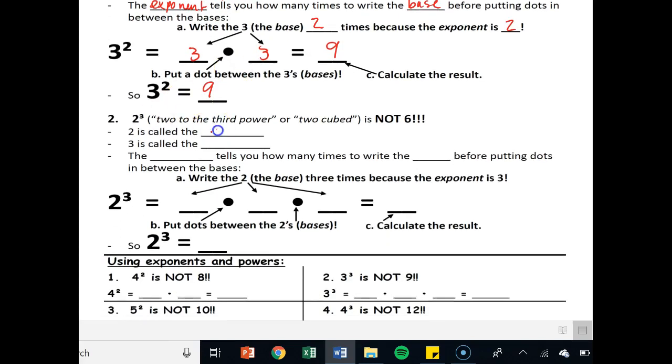2 again is the base, and 3 is the exponent. And again, it's the exponent, that little number at the top, that tells us how many times to write the base, and then we put dots in between. So 2 to the third, that means we're going to have 3 2's. 2 times 2 times 2, right? And that's not 6, that's 2 plus 2 plus 2. 2 times 2 is 4, and 4 times 2 is 8. So 2 to the third, or 2 cubed, is 8.